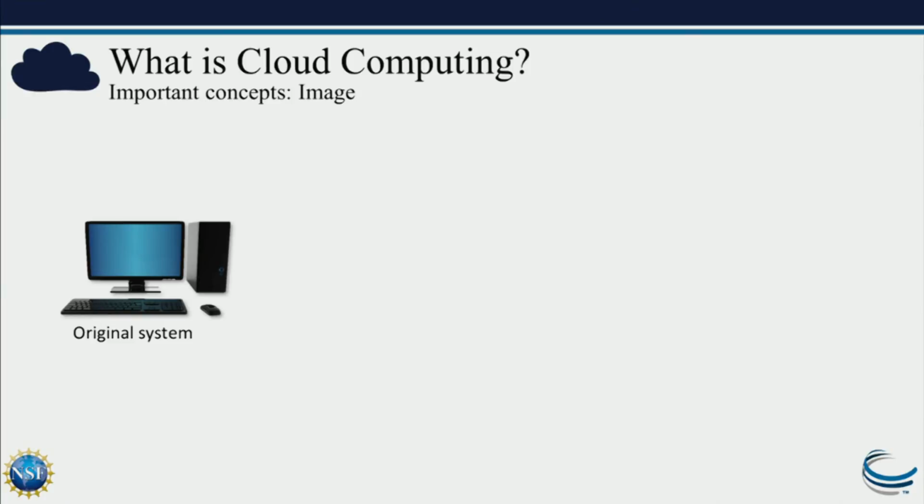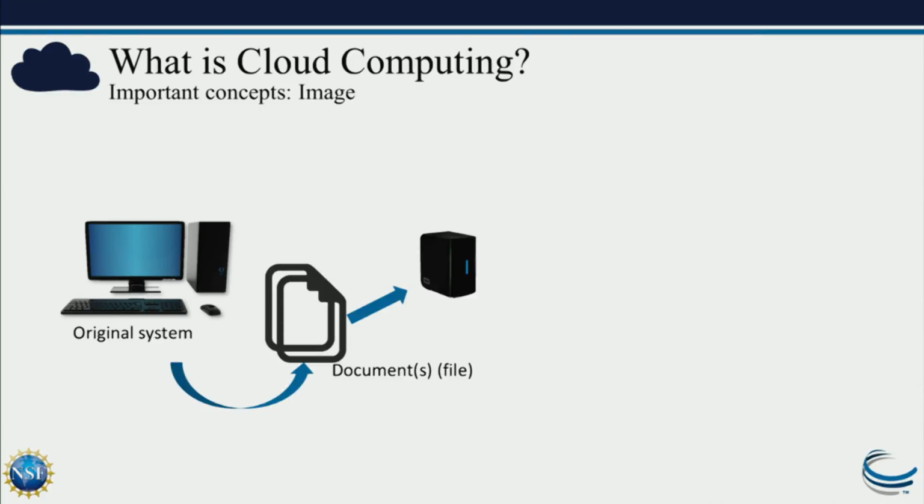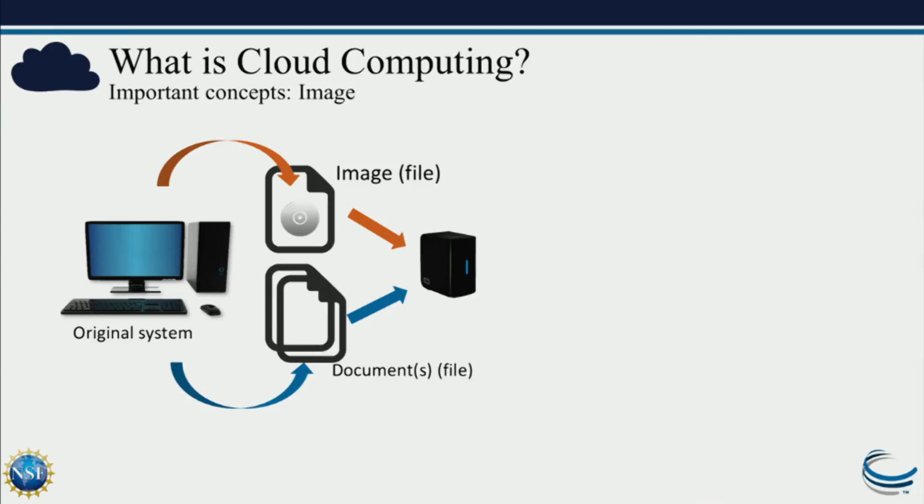When we use Atmosphere, or when we use a cloud computing system, we're going to have to select an image that we're going to use. Now, imagine this scenario that you've bought a new computer and you want to take everything from your old computer and put it onto your new computer. So let's say this is the original system, our old computer. We can take documents, files, movies, videos, images, whatever, and put those onto a hard drive. And those individual files, it's just a file. But there's another type of file that you could make, and that file is called an image file. And an image file is essentially a copy of the hard drive.